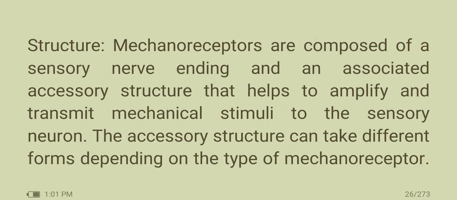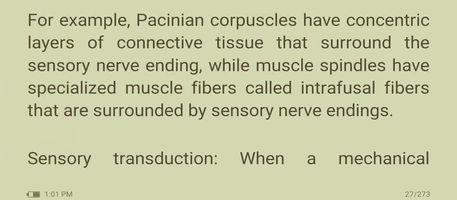So, structure. Mechanoreceptors are composed of a sensory nerve ending and an associated accessory structure that helps to amplify and transmit mechanical stimuli to the sensory neuron. The accessory structure can take different forms depending on the type of mechanoreceptor. For example, Pacinian corpuscles have concentric layers of connective tissue that surround the sensory nerve ending, while muscle spindles have specialized muscle fibers called intrafusal fibers that are surrounded by sensory nerve endings.